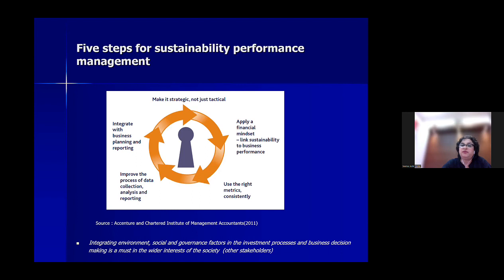Because then the role of the companies will be to identify the metrics through which their non-financial performance will be judged. They will have to decide how the data will be collected, how it will be processed, how it will be analyzed, and how it will be reported annually along with the financial ratios. And then they will have to integrate it with business planning and reporting. As I mentioned earlier, integrating environmental, social and governance factors in investment processes and business decision making is a must in the wider interest of society and all the stakeholders.